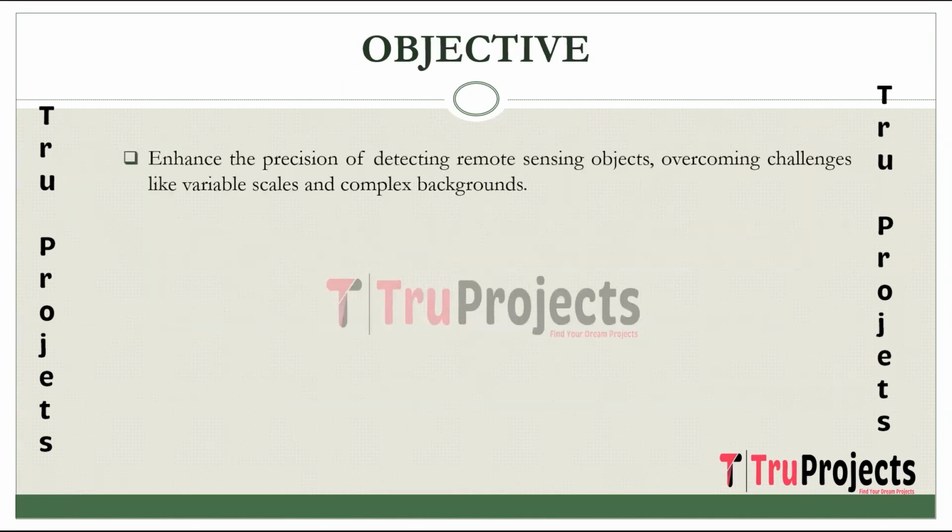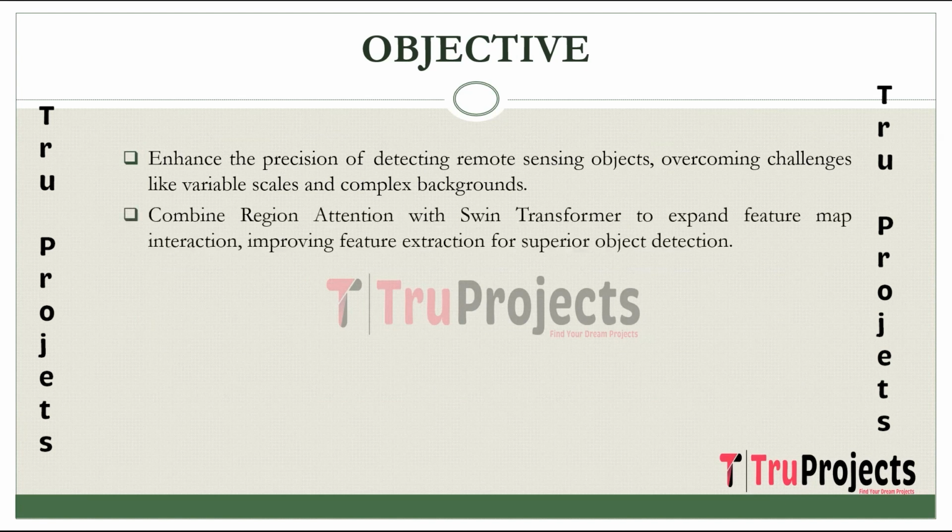Objective of the project. The objective is to elevate the accuracy of object detection in remote sensing images, effectively addressing challenges associated with diverse target scales, complex backgrounds, and closely arranged small size targets. The goal is to introduce the region attention mechanism synergizing with Swin transformer to extend the information interaction range of the feature map. This enhancement aims to bolster feature extraction capabilities for improved object detection.